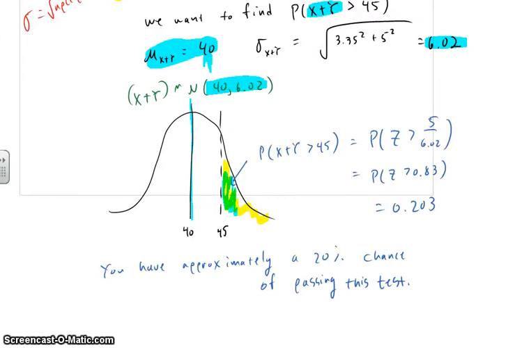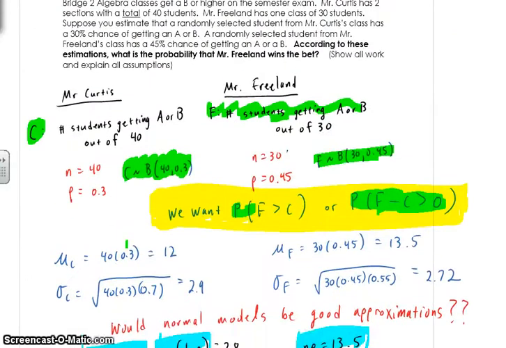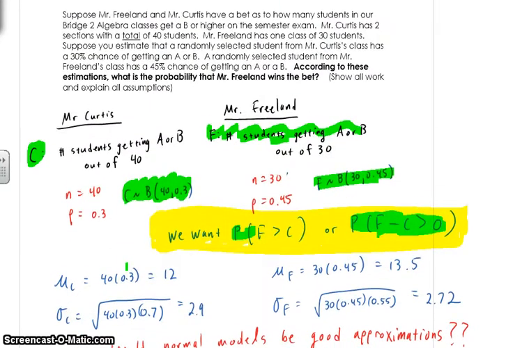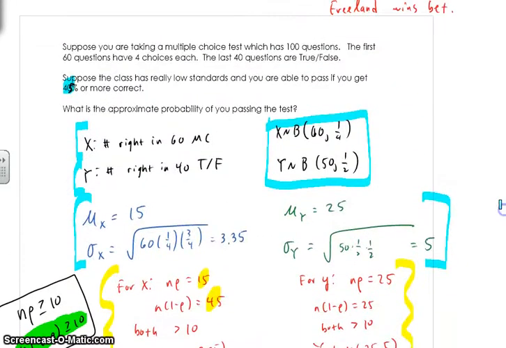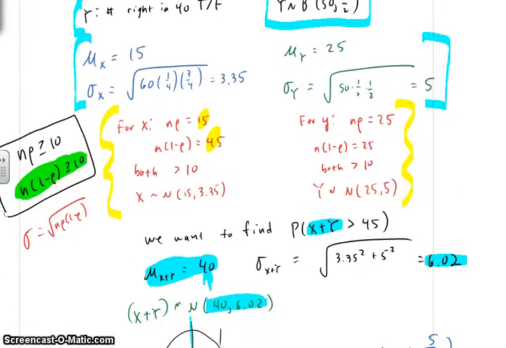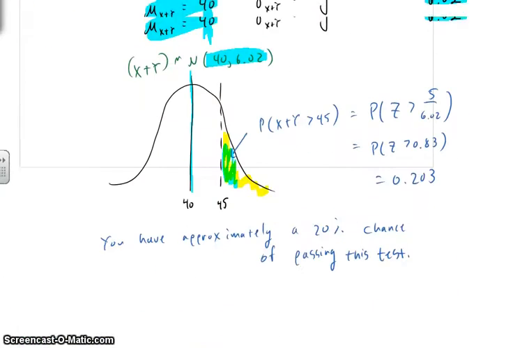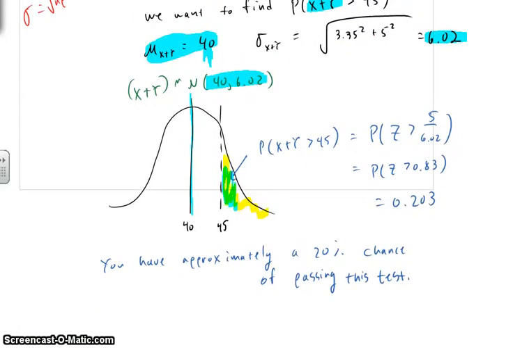So these two problems are very similar. One of them deals with a difference, that would be the Curtis-Freeland problem, and one of them deals with a sum. However, we approach them in the same way. It's very difficult to combine two discrete random variables that have many, many different outcomes. So we say, let's use a normal approximation. We check to see if that normal approximation is reasonable, and we combine the random variables, assuming that they're normal, to get an estimate of the probability that we want.